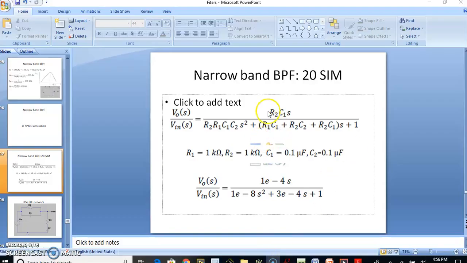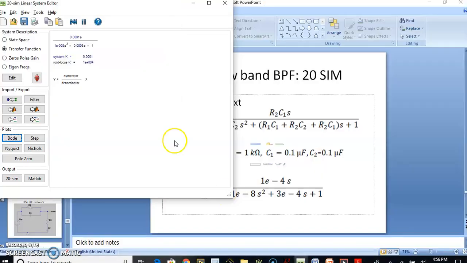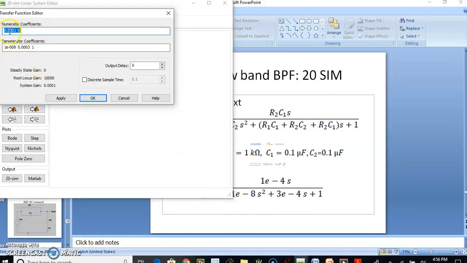Okay, this is the transfer function for the narrow band pass filter with the values of R1, R2 as 1 kilo ohm and C1, C2 as 0.1 microfarad. Upon substituting those values, we get this as the transfer function. Let us go to 20-sim and edit the same values. You can see we are making this 0.0001 and 0. So this actually corresponds to 1e-4 into s.